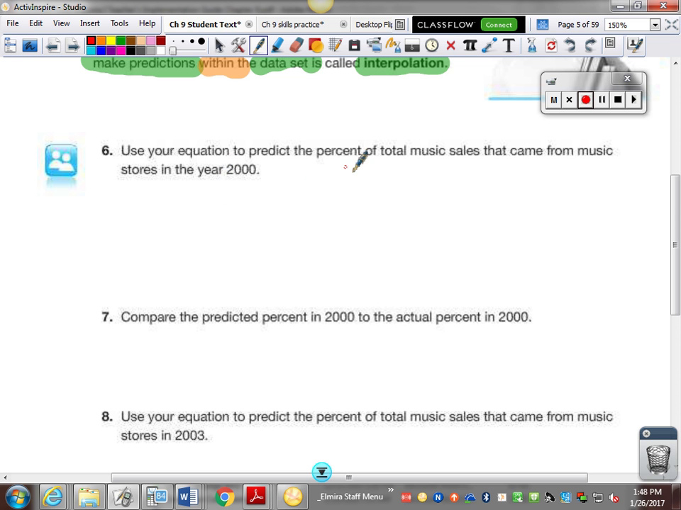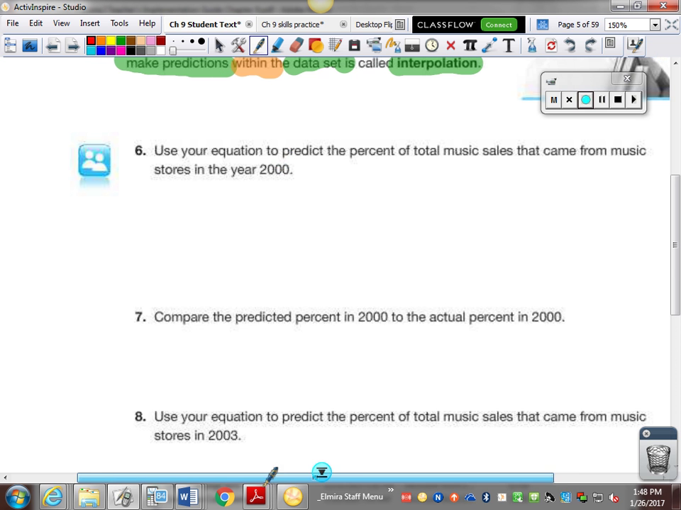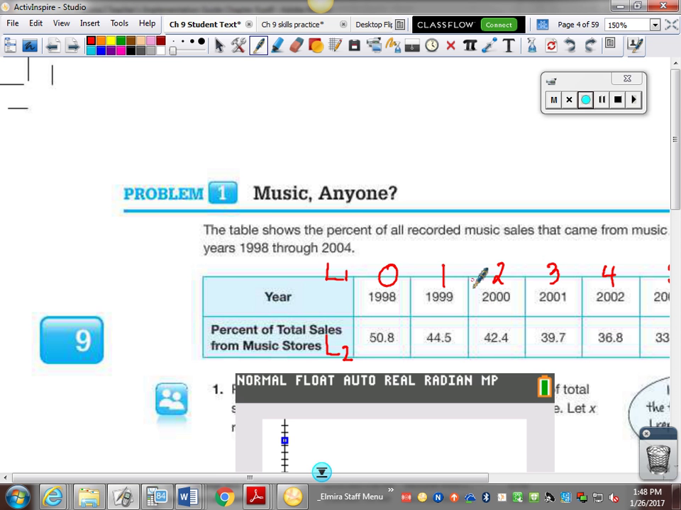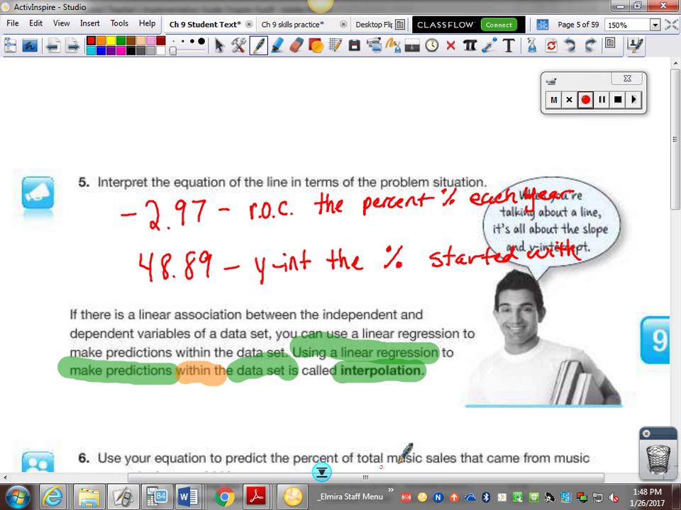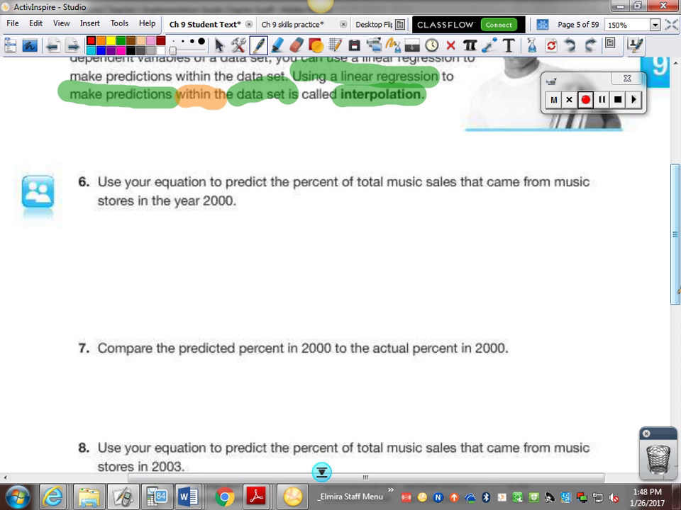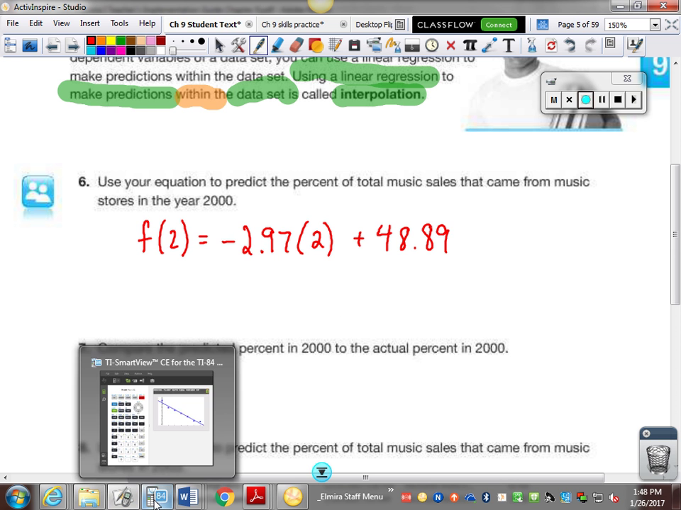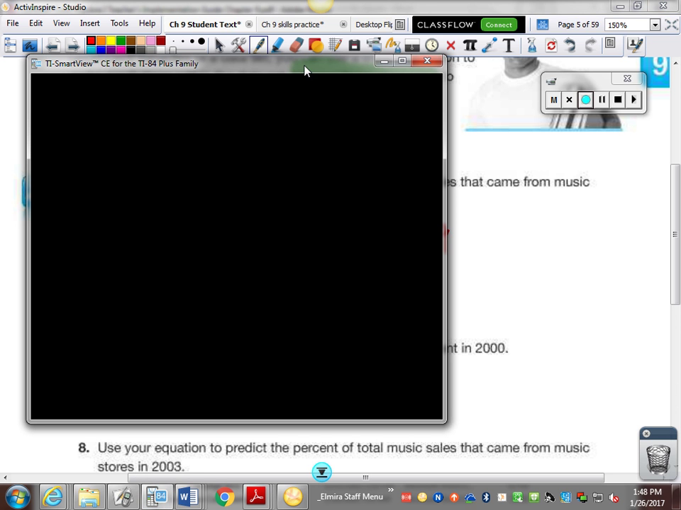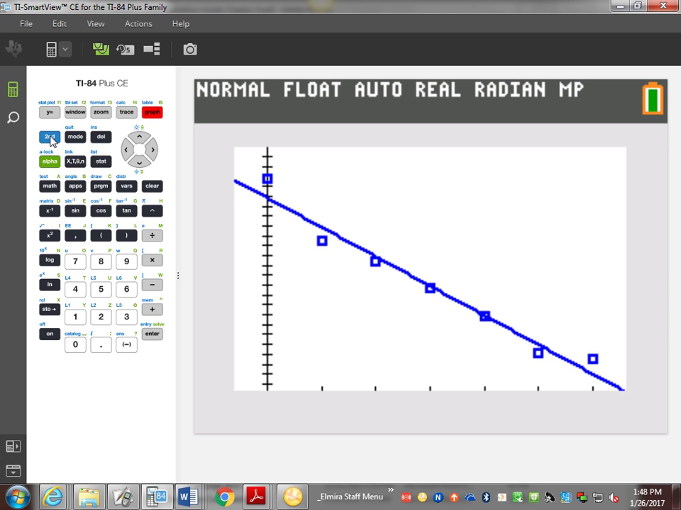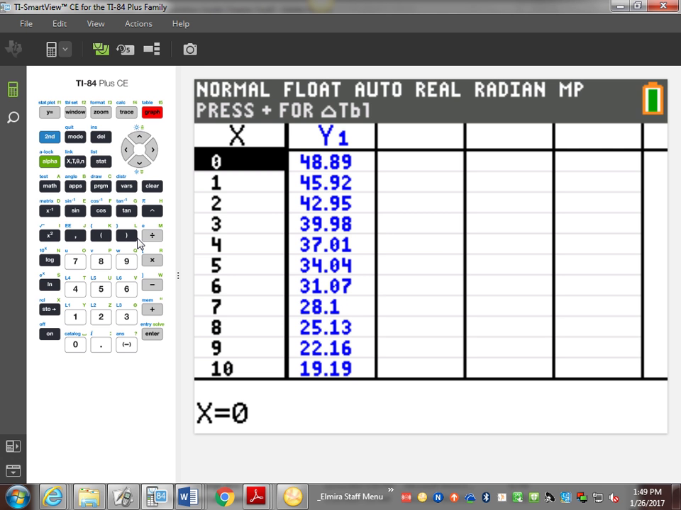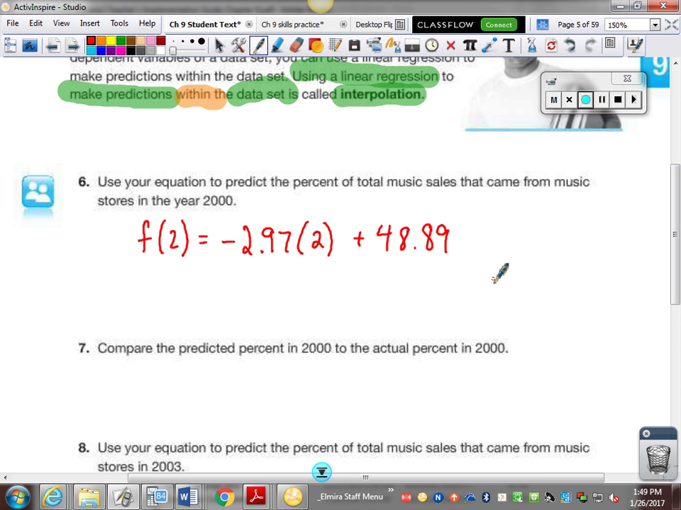Okay, so it says use your equation to predict the percent of total music sales that came from music stores in the year 2000. Well, remember, the year 2000 is year 2 in our data. So we would be subbing 2 into our equation. So f of 2 equals negative 2.97 times 2 plus 48.89. Now, you can sub it in, do it on the calculator, but don't forget that your calculator will do this for you. It's not being a pain, okay? Once you have your equation in your y equals, you can go to your table, and year 2 would be 42.95. Or you could just type all this into the calculation window and get the same thing.